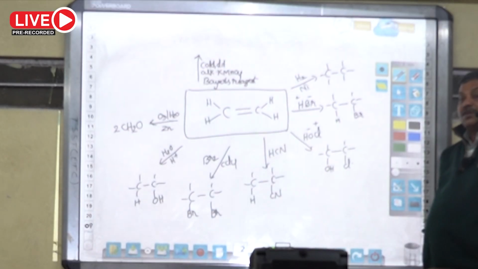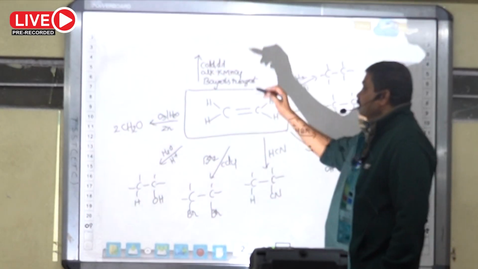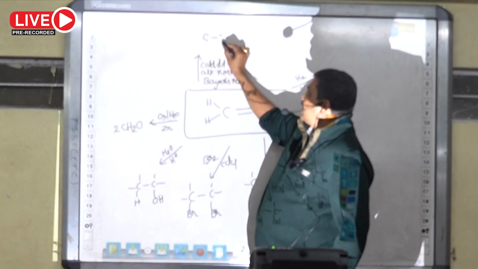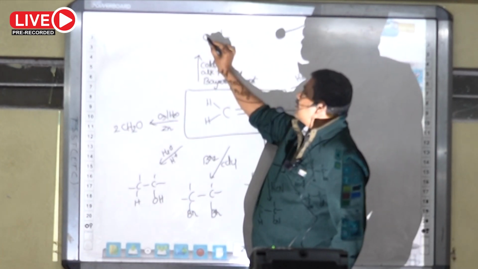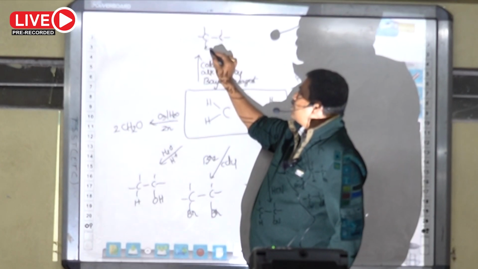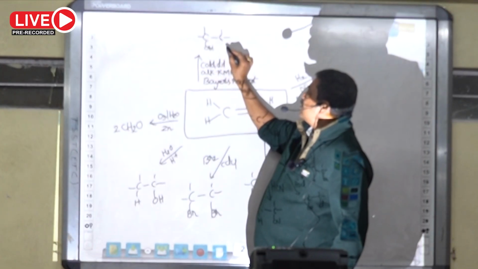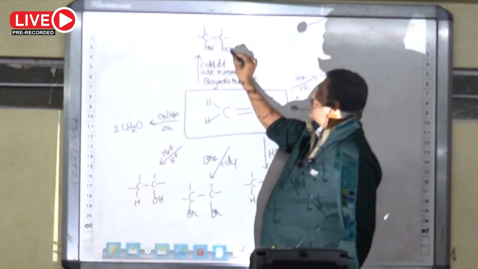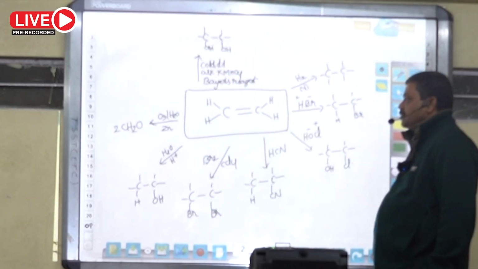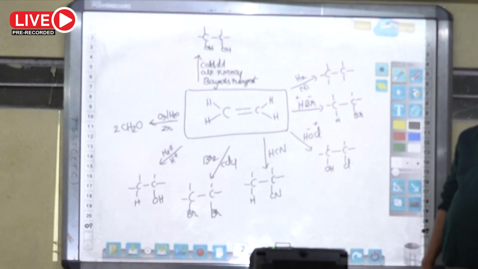Now this reaction is called hydroxylation. So the pi bond will break, 2 OH groups are added. It is called ethylene glycol.